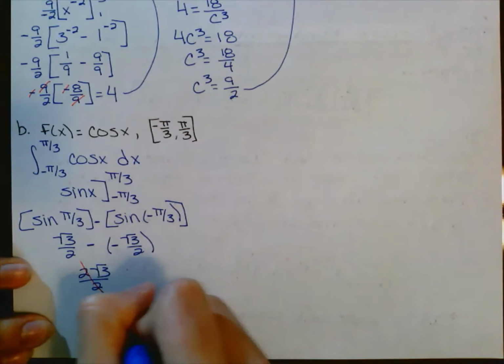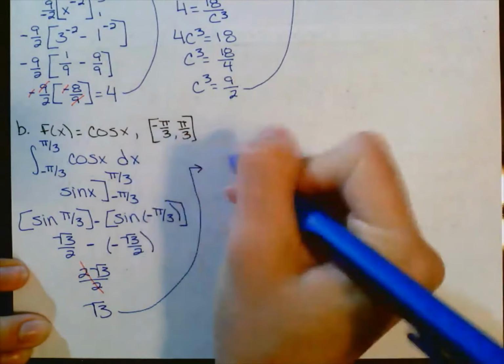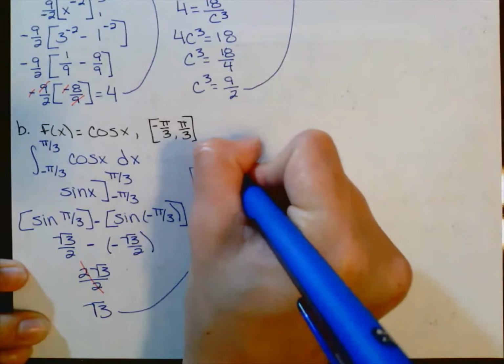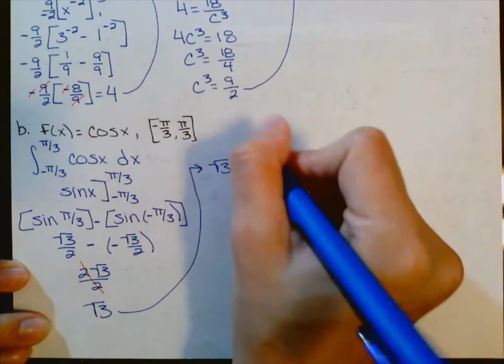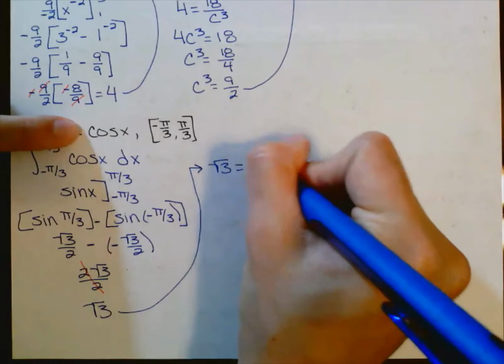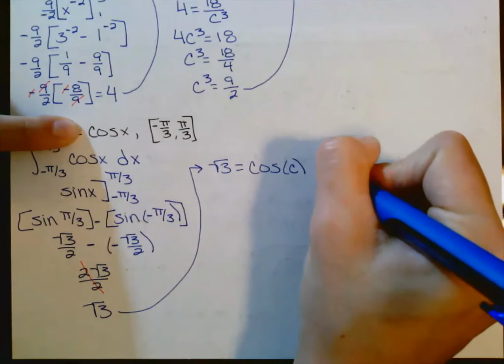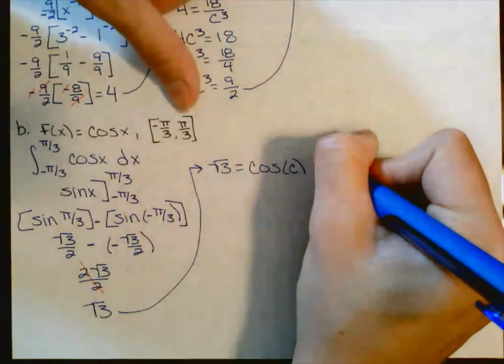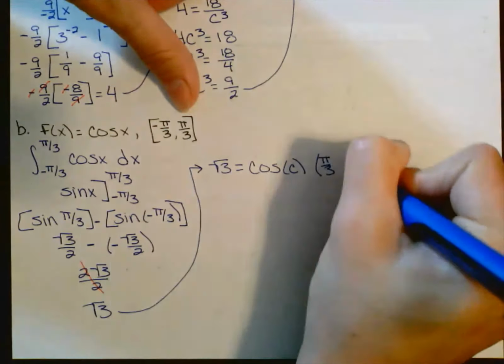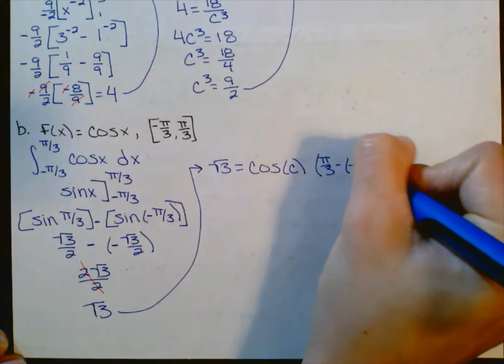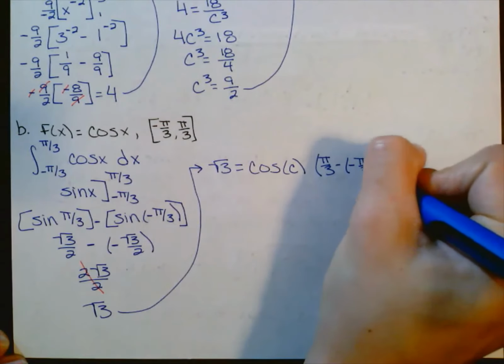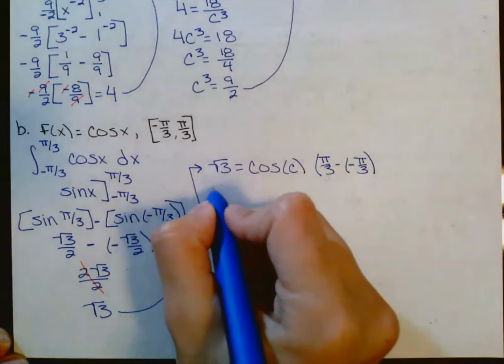Now I'm going to plug that into the left side of that formula. Square root of 3 equals my function at c, so cosine of c, times b minus a. So here's my b, pi over 3, minus my a, which is negative pi over 3.